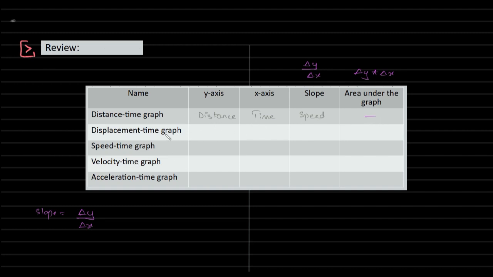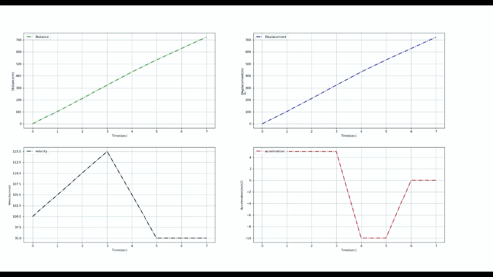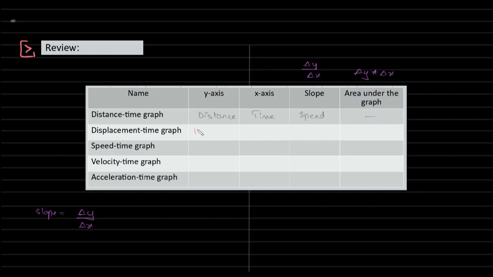Next thing is the displacement time graph. In the displacement time graph, we have displacement along y, and along x we have the time. This is displacement and that's time, and we are dividing these two, is it not? Y divided by x is nothing but your slope, which will give us velocity, and the product of these two is nothing.